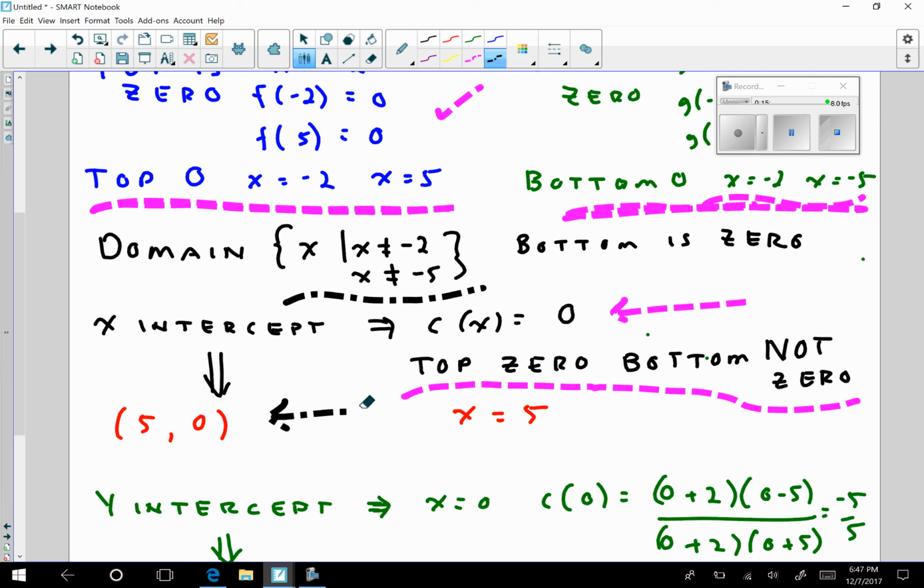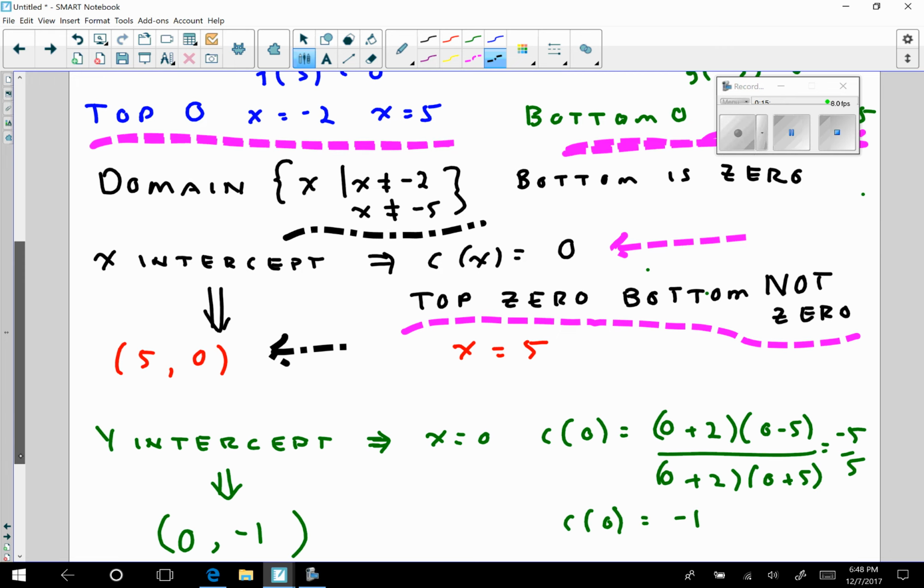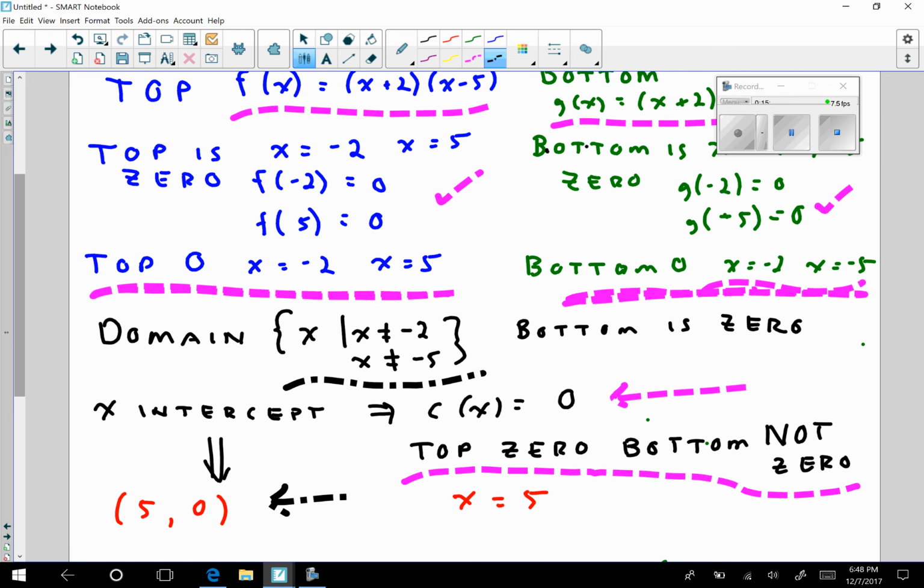I'm going to jump right to the y-intercepts. Hey, wait a minute. Big dog, what about at negative 2? They both are 0. Hey, we will take care of that at the next slide.